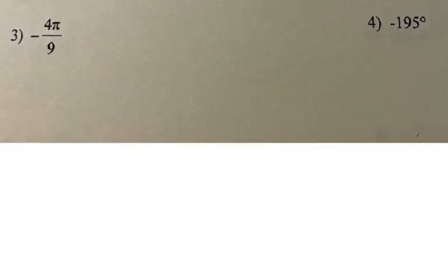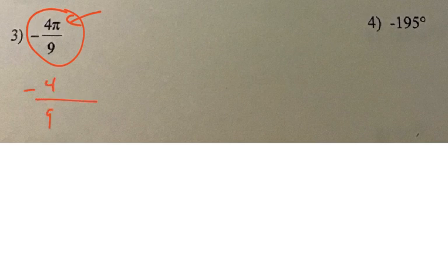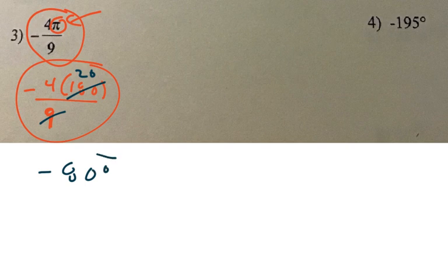Here we go. So, how do we convert radians, notice the pi right there, into degrees? Well, it's really simple. We know that pi is 180 degrees. You could type this into your calculator, or if you're old school like me, I know that 180 divided by 9 is 20. So I know this one's got to be negative 80 degrees.